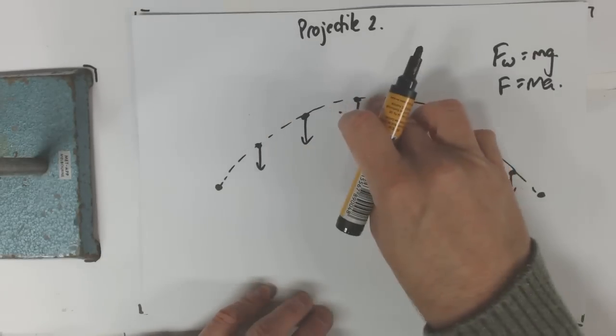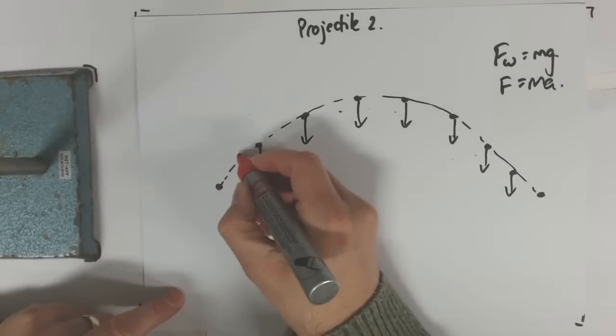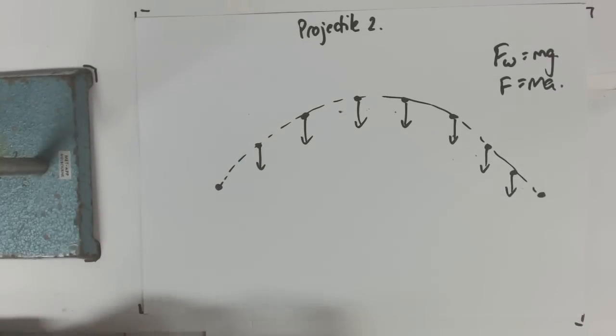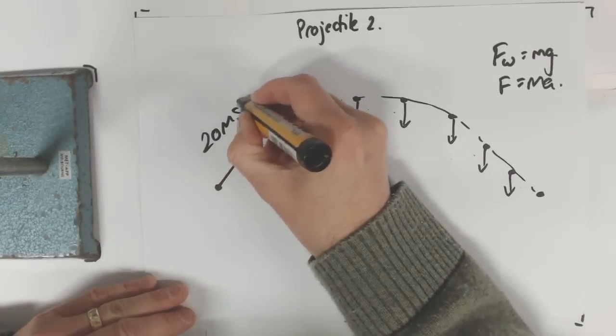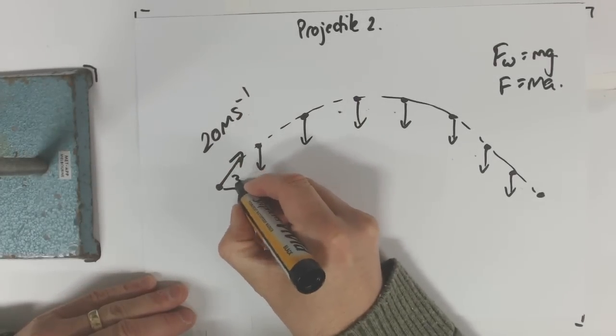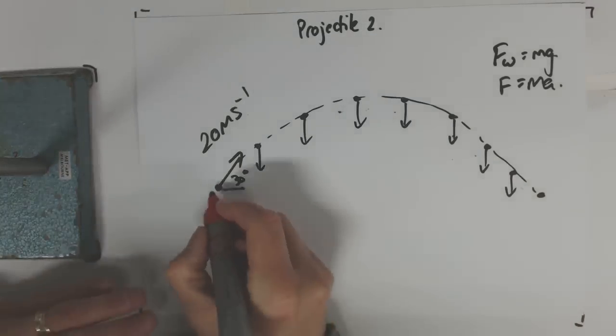The fact that it slows down as it goes up and speeds up as it comes down, the acceleration is never changing. What is changing is the velocity. Now the thing about the velocity, if we have a velocity at the start of 20 meters per second like this, we'll put it on an angle of 30 degrees, then we can break that up into two components. That's why we look at vectors.